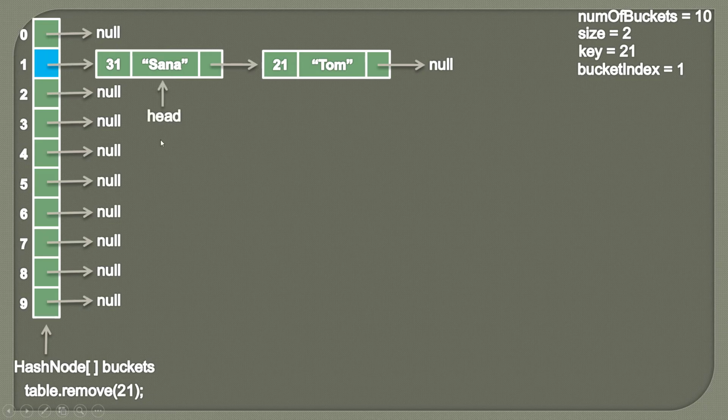At start we assign null value to previous. Now here first we search for our key. So we do head.key, which is 31. We compare it with our key, which is 21. So here you can see 31 is not equal to 21.